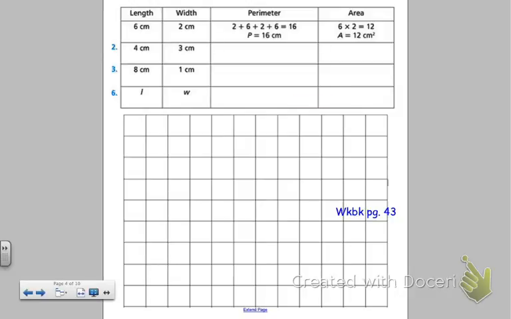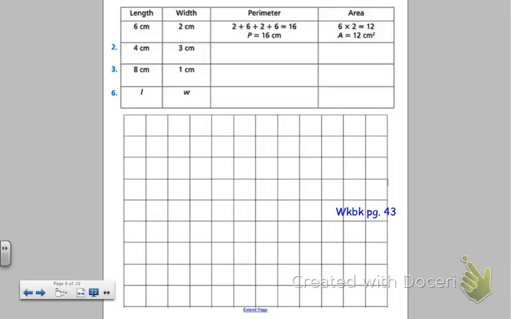So back to workbook page 43. If you look at the bottom, we're going to fill in part of that table. They give you the length and the width of a rectangle that they want you to attempt to draw. You can draw it on centimeter graph paper. You can draw it on a whiteboard. It doesn't matter to me. But they want you to draw rectangles with specific lengths and widths and then use that to determine the perimeter and the area.